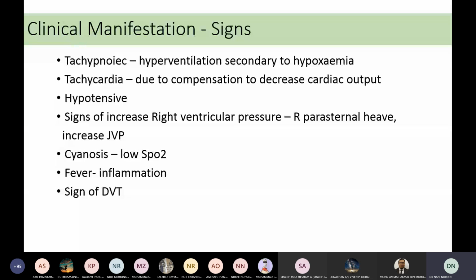If you do the physical examination and you want to listen to the lung, what would probably be your finding? What do you think would be the finding? Anyone? Decreased breath sounds. Decrease in breath sound.